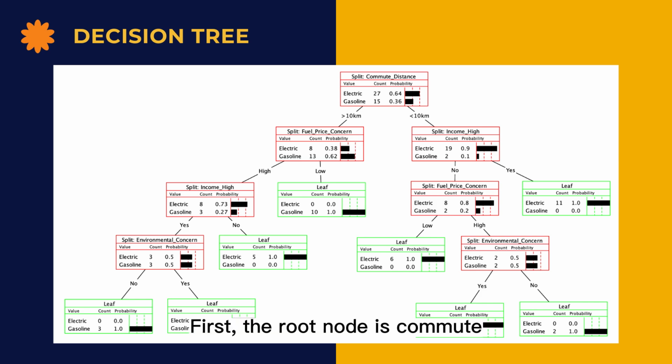First, the root node is commute distance. That's a very logical starting point, because people who travel less than 10 kilometers each day usually don't worry about battery life, so they tend to choose electric cars. If the commute is more than 10 kilometers, the tree checks fuel price concern next. On the left branch, for people traveling more than 10 kilometers, if they don't care much about fuel price, they usually choose gasoline cars. 10 of 10 in our data.